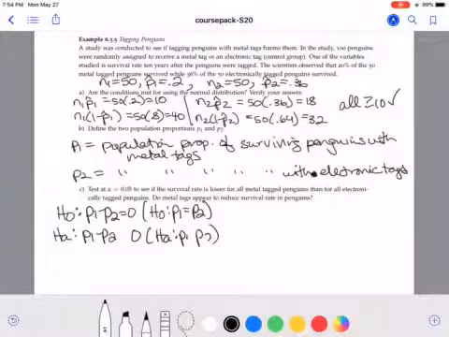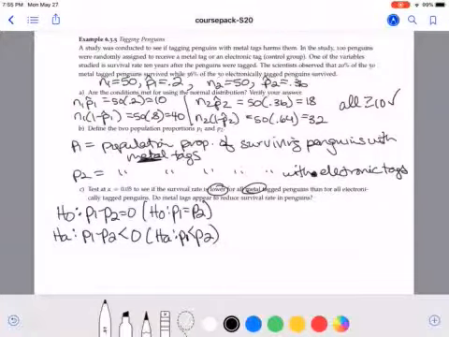So when comparing these, we want to know if the survival rate is lower for the metal group, and the metal was group 1. So we're interested in seeing if this is less than 0 or if P1 is less than P2. So we have a left-tailed test.